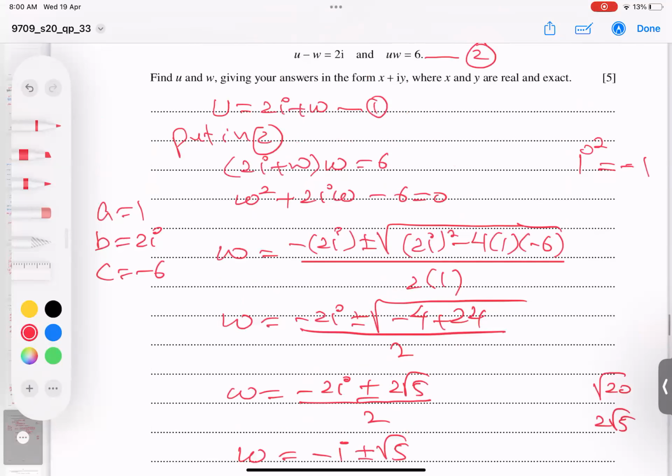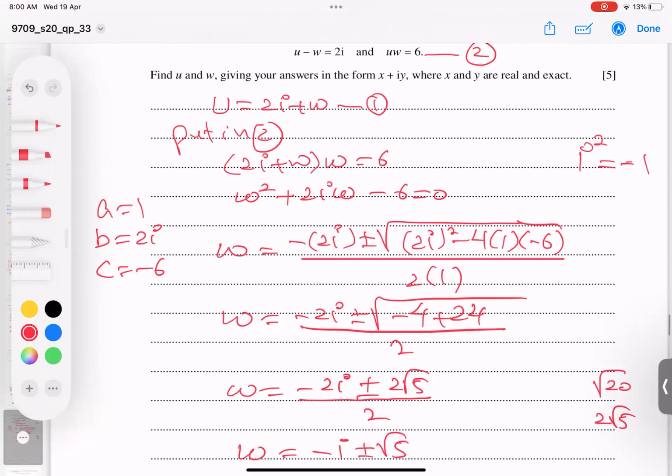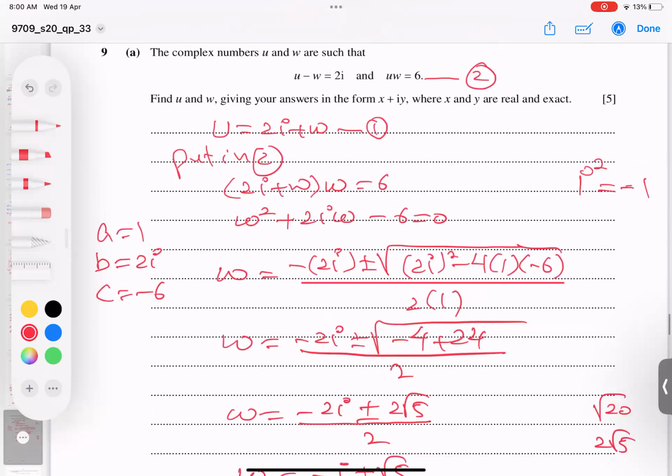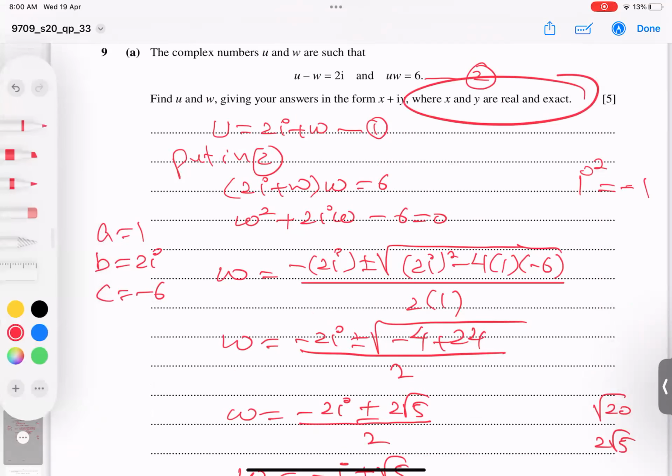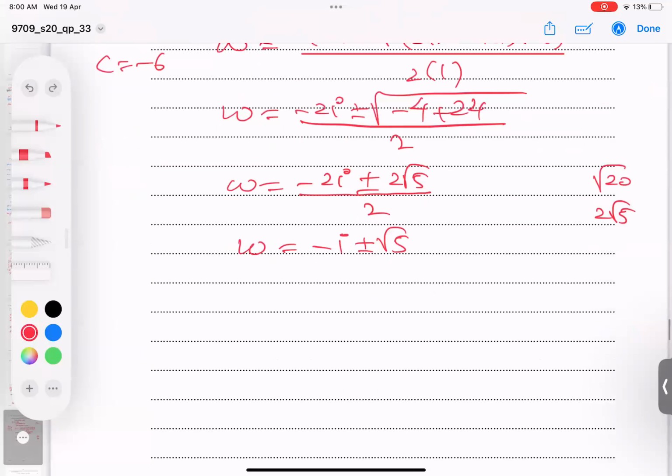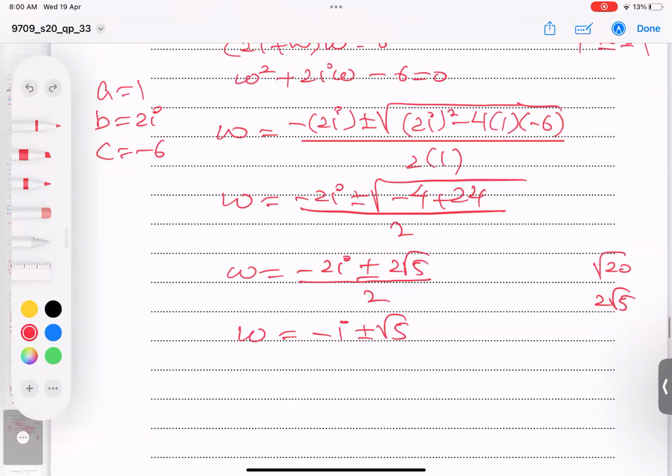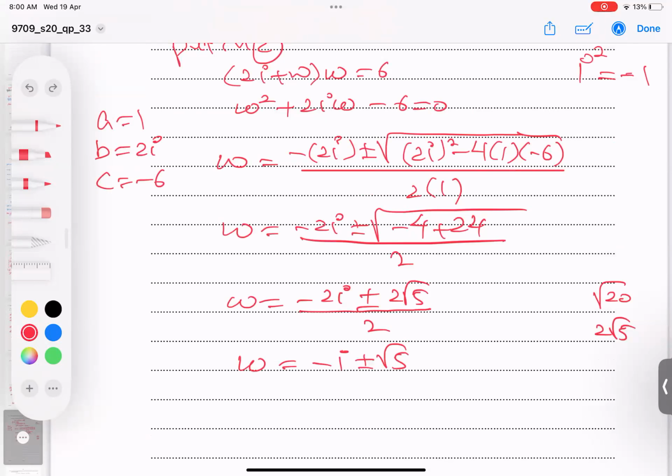Okay, now he's asking what here. We'll discuss later what is said here. X and Y are real and exact. Now if you look carefully, how we can do this next part, have a look here.